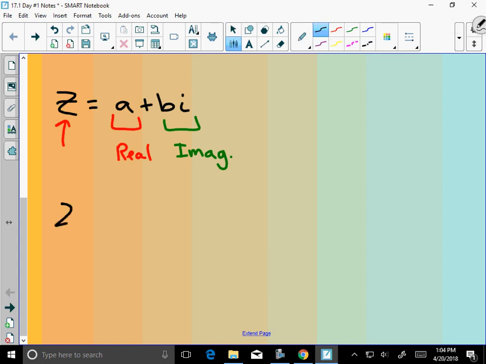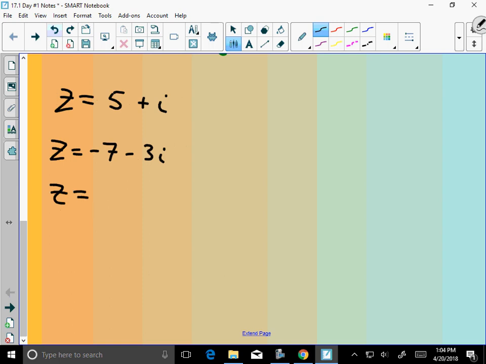Here's an imaginary number. Whoops, I need a number there. How about 5 plus i? That's an imaginary number. How about -7 minus 3i? Yeah, that's an imaginary number. How about this? Is this imaginary? No. Well, technically it's complex. It's just not imaginary. It's complex because there is no imaginary portion. You could write it as a complex number.